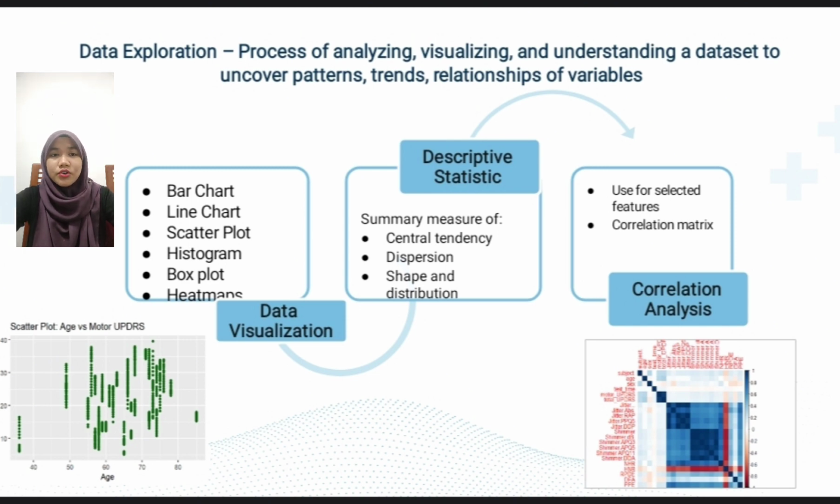The last one is correlation analysis. Correlation analysis is used to measure and assess the relationship between two or more variables. In this context, we use correlation analysis to select the relevant features by setting the threshold at 0.1. Those that have at least 0.1 correlation with the target variable will be selected for predicting the model.